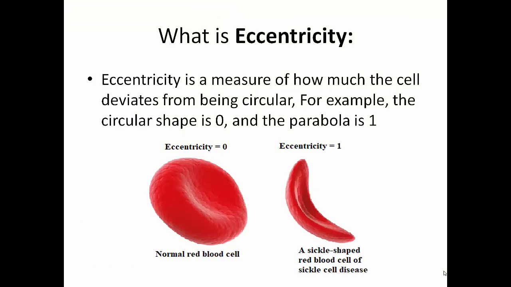As you see here, this is the eccentricity as I explained before. The eccentricity for normal is 0. The eccentricity for abnormal, which is sickle cells shape, is 1.